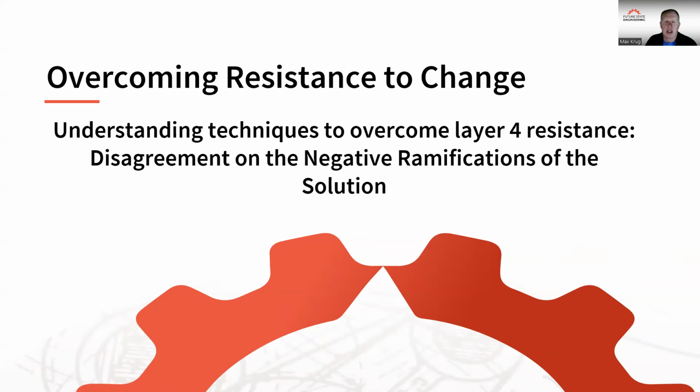Today, we're going to focus on how to overcome layer 4 resistance, which is disagreement on the negative ramifications of the solution. So when we have a solution and we propose our solution, and then people see negative ramifications of that solution, not of the solution itself, but in other areas, other departments, negative effects that could happen, then we need to address that. In order to have a complete solution, it needs to solve our problem and also solve any negative consequences of the solution that we're proposing.